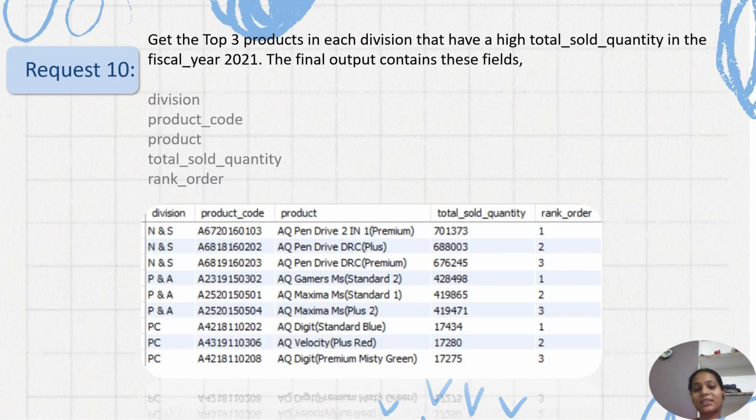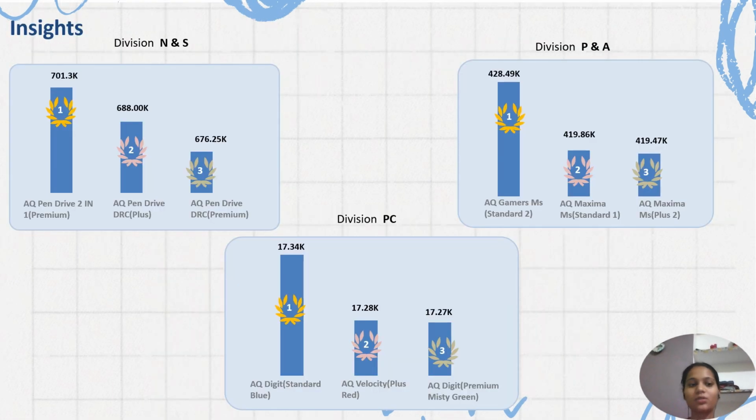Okay, move to the next one. Get the top three products in each division that have a high total sold quantity in the fiscal year 2021. The final output contains these fields: division, product code, quantity. As you can see, this is an SQL query output. In the division N&S, network and storage, we have three top products: AQ Pen Drive 2 in 1, AQ Pen Drive DRC, and AQ Pen Drive DRC Premium.